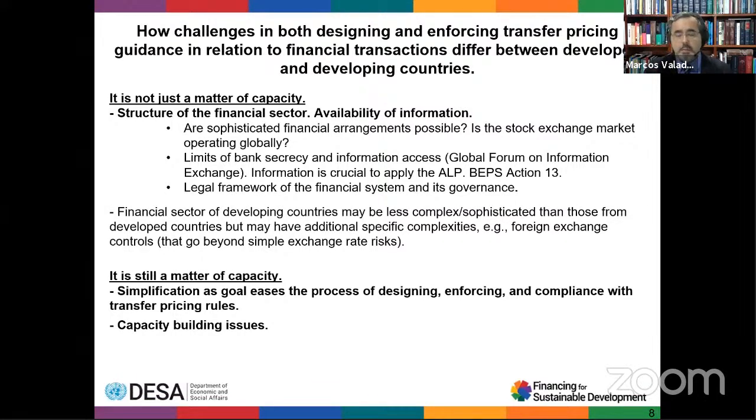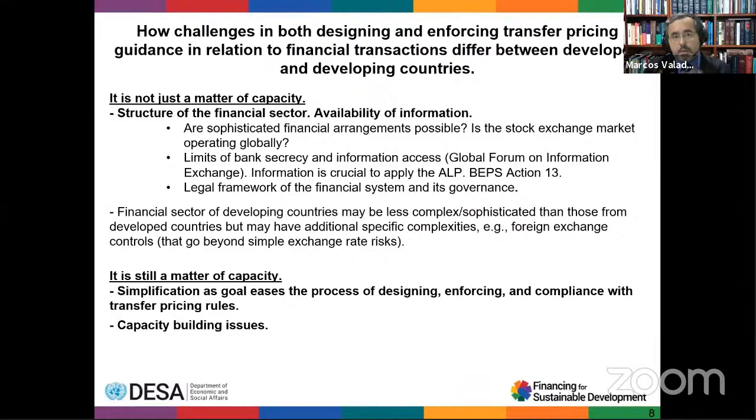But there are also some specific issues in a lot of the developing countries that you don't see in developed ones. For instance, exchange controls. In some developing countries, you're going to have to look at it very carefully because your comparables will not be useful, because there are some specific exchange controls for specific situations, specific transactions.